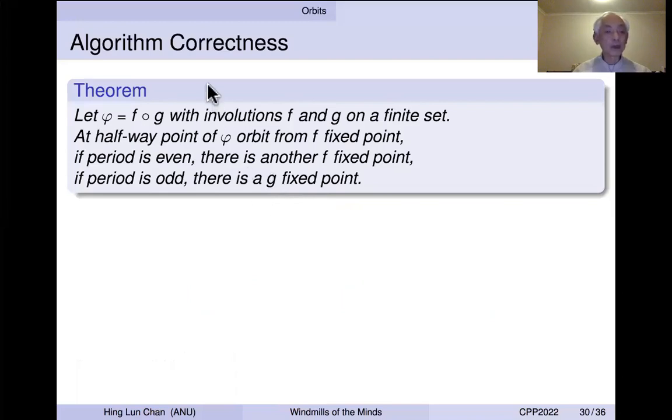These are examples, but I have been able to put it as a theorem. The theorem says something like this. Let f and g be involutions, and f circle g be the composition. Then at the halfway point of any phi orbit from an f fixed point, if the period is even, there's another f fixed point, right, the halfway point. If the period is odd, then there is a g fixed point at the halfway point.